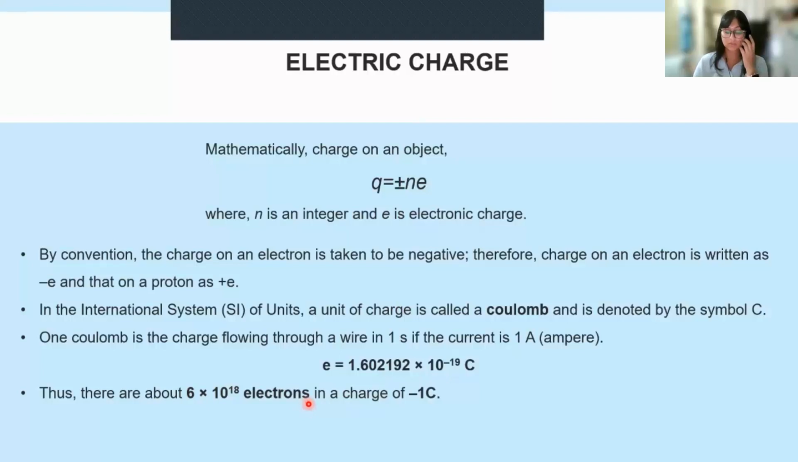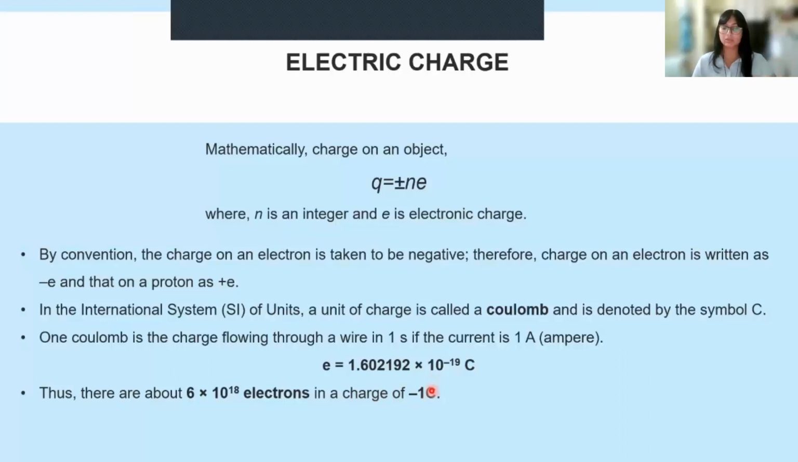That's a lot of electrons, and charges of such large magnitudes are not really encountered in normal day-to-day life. So we actually consider smaller units, that is micro coulomb or millicoulomb. Micro would be 10 raised to minus 6 coulomb, and milli will be 10 raised to minus 3 coulomb. So that is the unit of electric charge.